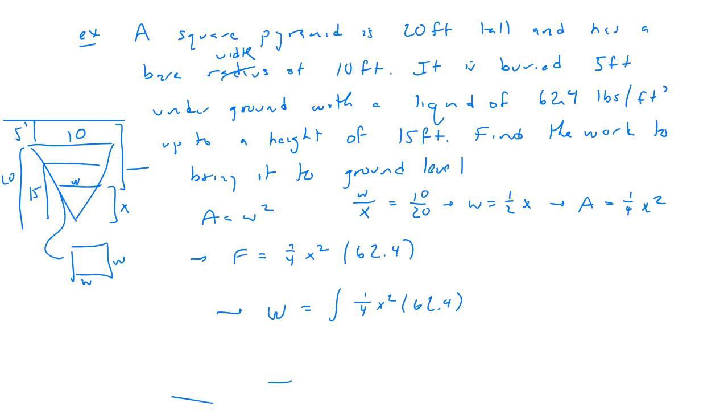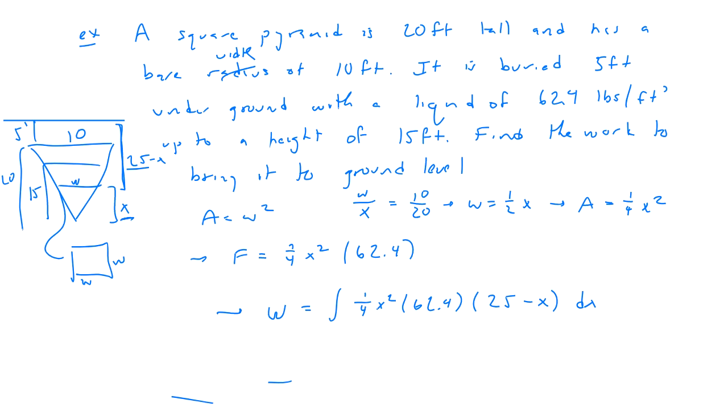What is our distance? Not x, because it is this distance. This is the distance we're moving it, right? Moving it from the generic line up to ground level. So if this is x, then it's 25 minus x here. And so the 25 minus x is the distance.